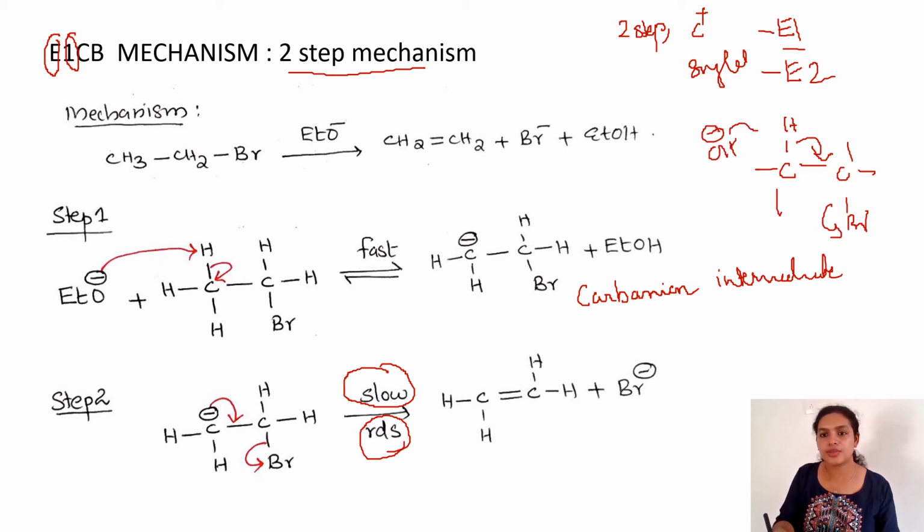OH minus abstracts this hydrogen, and this hydrogen shifts to this carbon-carbon single bond, and then Br is eliminated. This is actually the mechanism of E2.